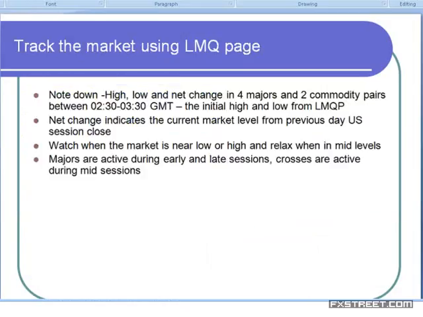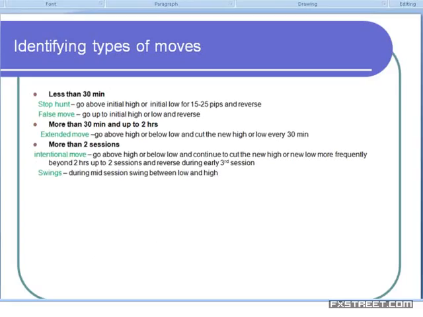So these are all the market timings. We note down the initial lows and the highs in 4 majors and 2 commodity pairs with the help of the live market quote page around 3:30 GMT. What are the initial lows and the highs, and also the net change in 4 majors and 2 commodity pairs. Then we also note down the net change from the previous day close, how exactly they are faring in the market. Whether they are simply holding in order to make a drop, or they are trying to make a stop on the upside during the start of the session, or they want to make an extended move for 2 hours above the initial high or below the initial low, or they want to make an intentional move. Those types of moves are explained here.